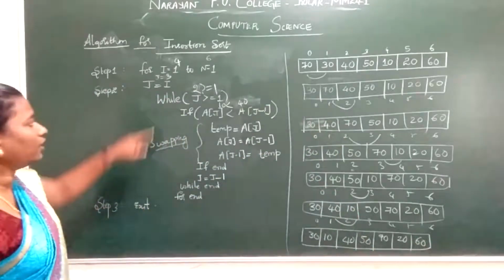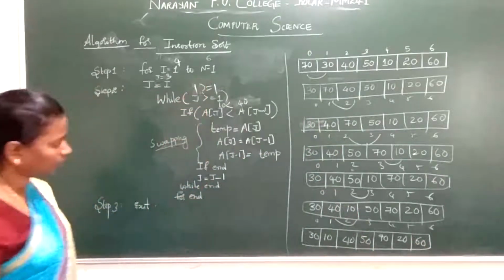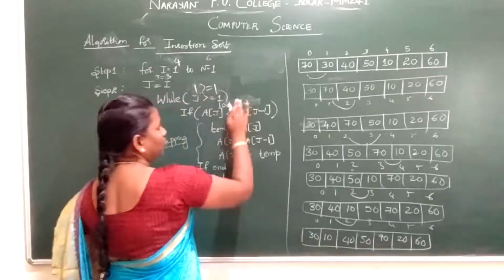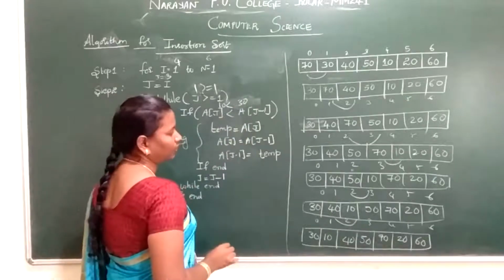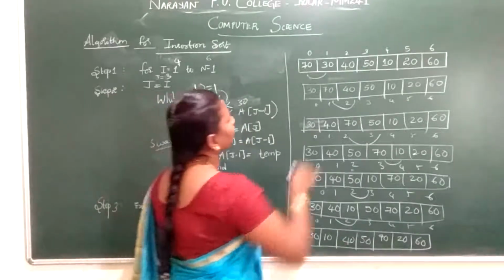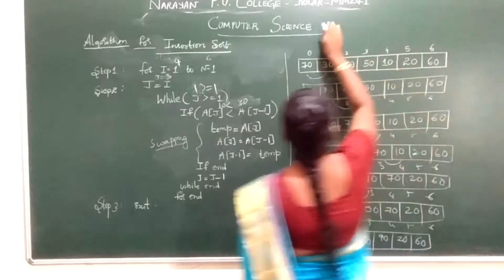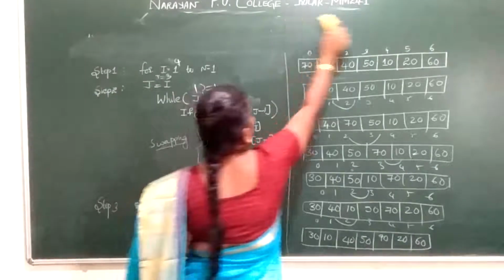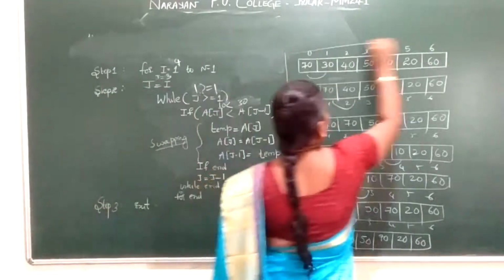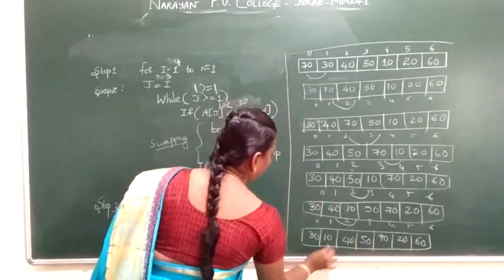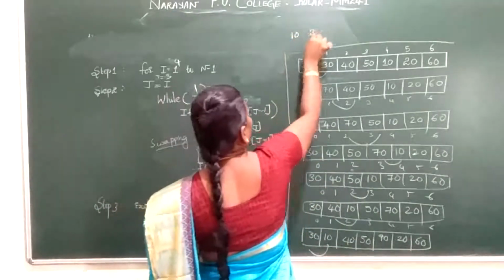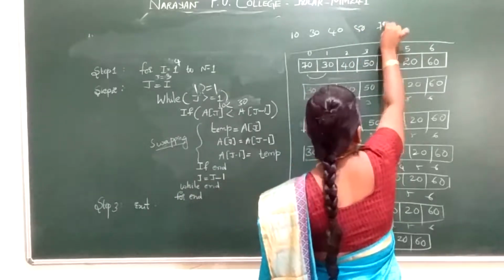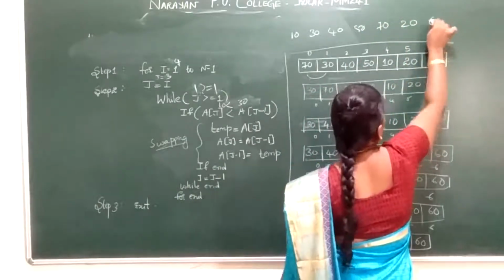Now again j will become 1. 1 is greater than or equal to 1, again the condition is satisfied. So this 1 is a of 1, 10. Is 10 less than 30? Yes, 10 is less than 30. So here again I swap. I have 10, 30, 40, 50, 70, 20, 60.